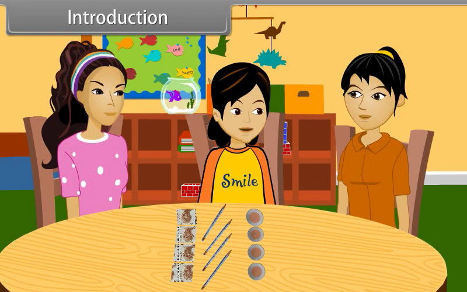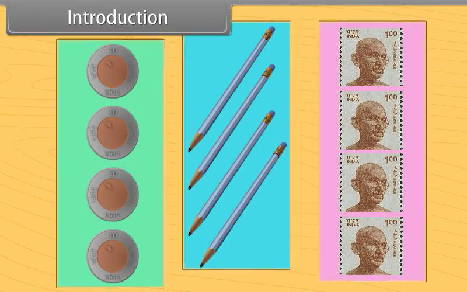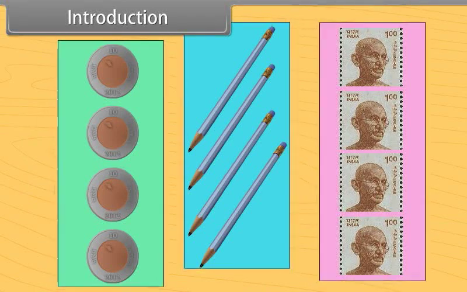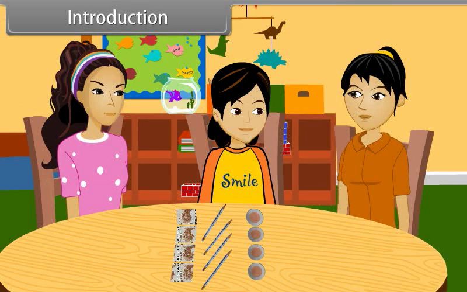What is a set? Sonali, can you see these three collections? These are the sets. But how do you say that these are sets? A set is a collection of things which has something in common. Come, I will explain more about sets.